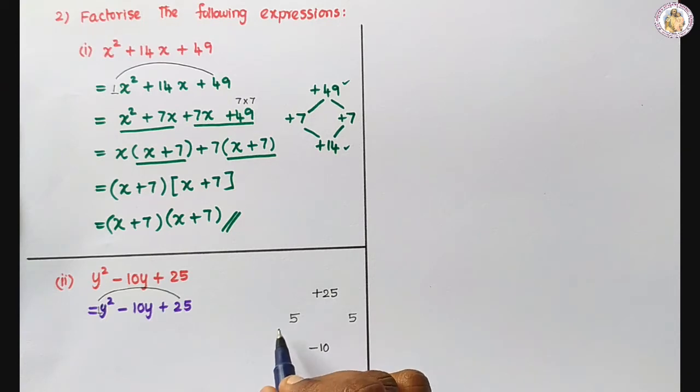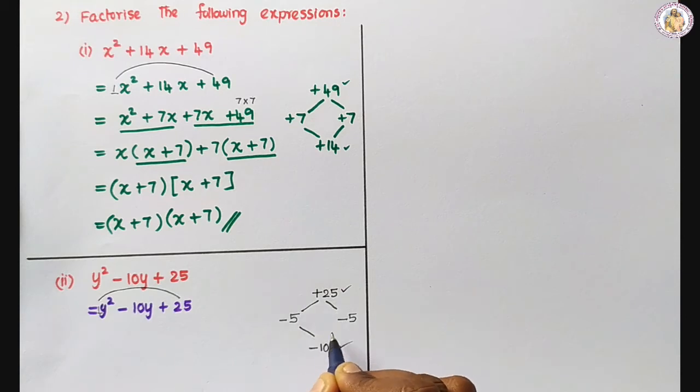Now the sign. Plus 25, so plus into plus or minus into minus, the same sign. But here they give a minus, so minus into minus, plus 5 into 5, 25. So it is correct. Then minus and minus, same sign, so we add the numbers, which gives 10, and put the same sign. So minus 10 is correct. So what are the two numbers? Minus 5 and minus 5.